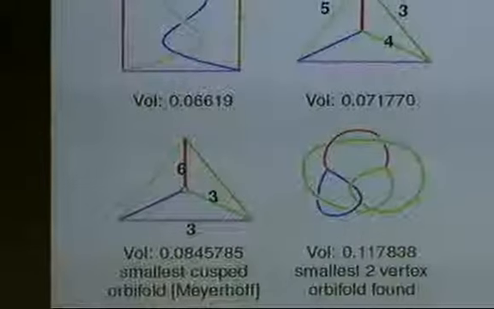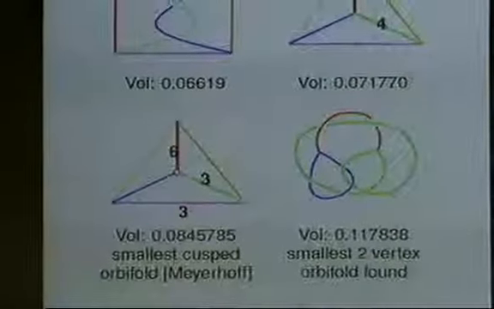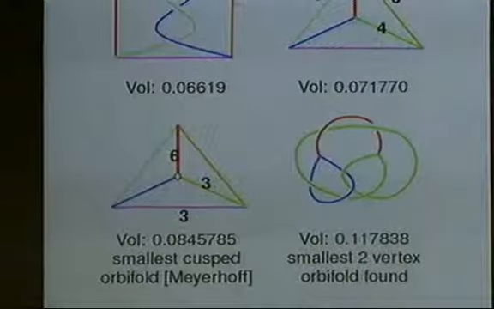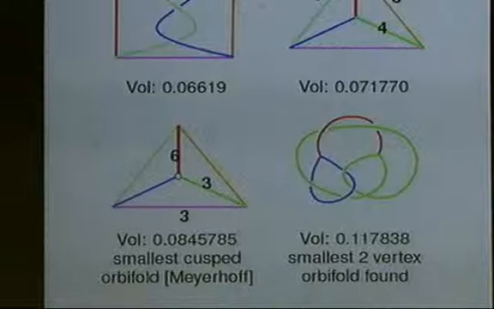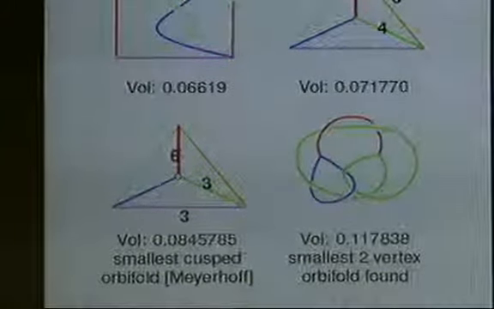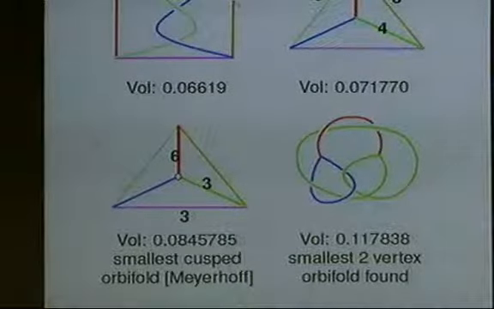If you go to 2 trivalent vertices, this one in the picture is the smallest volume that we've found. That's a bit bigger, 0.117 is the volume. We can also look at cusped orbifolds and non-compact orbifolds, and the first one we came up with was this, 0.08457. And that was already known by work of Meyerhoff to be the smallest orientable cusped hyperbolic orbifold.